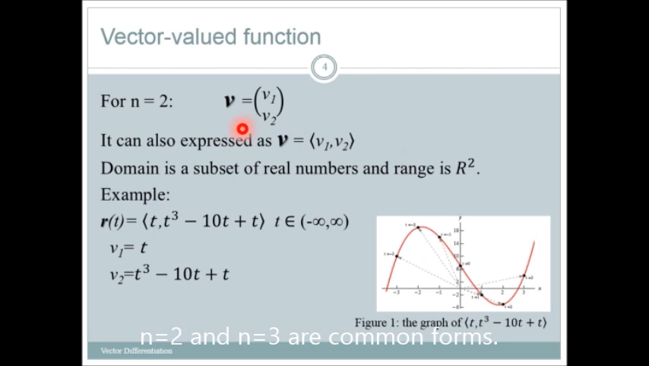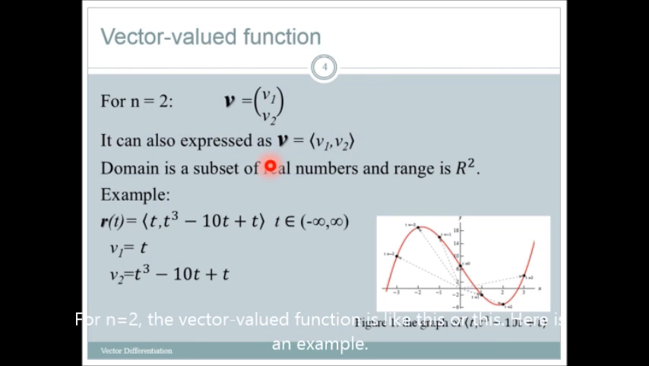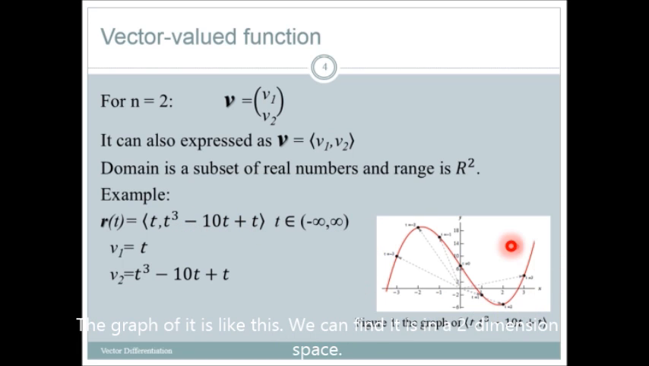n equal to 2 and n equal to 3 are common forms. For n equal to 2, the vector-valued function is like this or this. Here is an example. The graph of this function is like this. We can find that it is in a two-dimensional space.